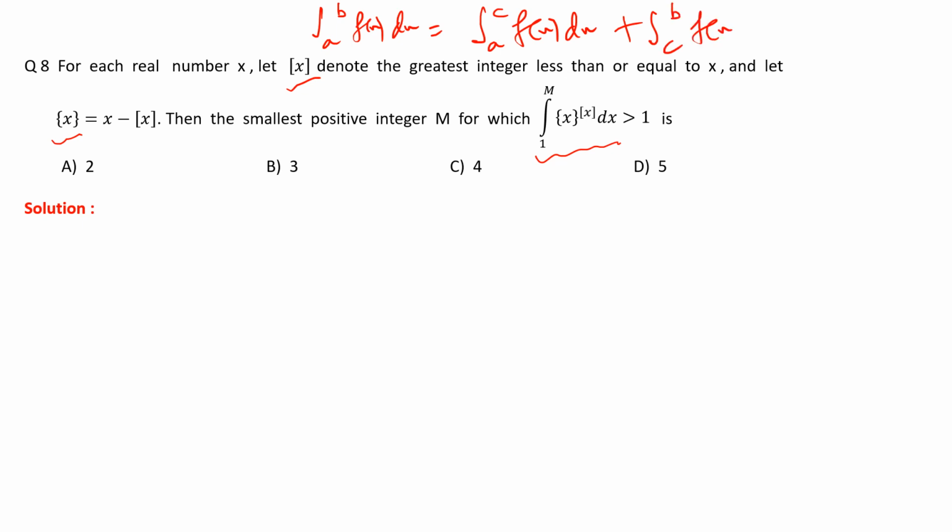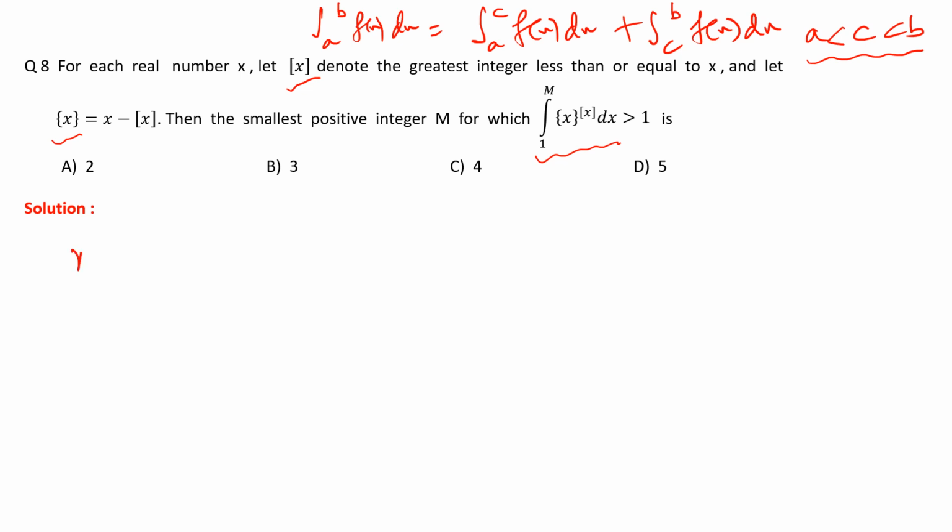I hope you must have read this property, where c is a number lying between a to b. So that means we'll be writing this 1 to m part as 1 to 2, one integral, plus 2 to 3 another integral, plus 3 to 4 another integral, and so on. Why are we doing this?